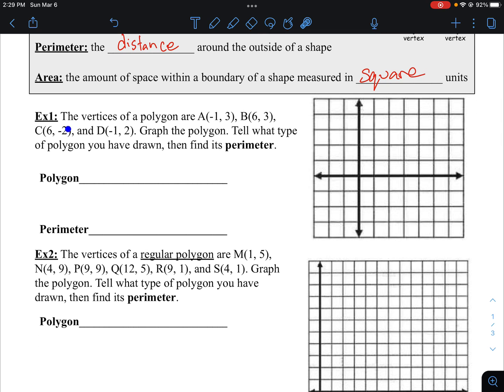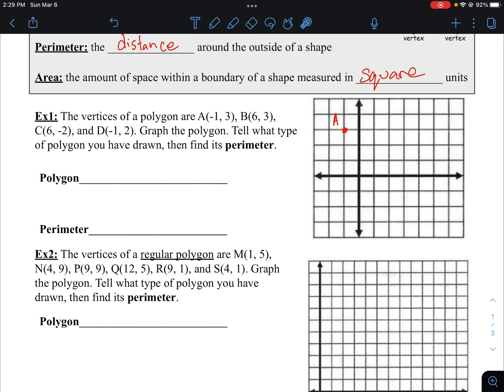Let's look at example 1. The vertices of a polygon are A (-1, 3), B (6, 3), C (6, -2), and D (-1, 2). Graph the polygon, tell what type of polygon you have drawn, then find its perimeter. So let's do -1 and 3. I start in the middle. -1 means I go left, and 3 means I go up. So the x value is -1, the y value is +3. And I need to write the letter A next to it. That indicates that that's point A.